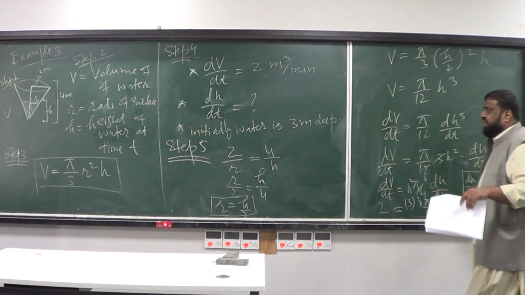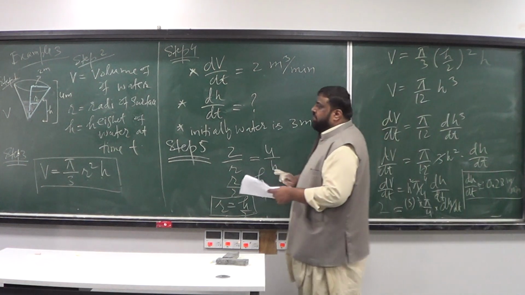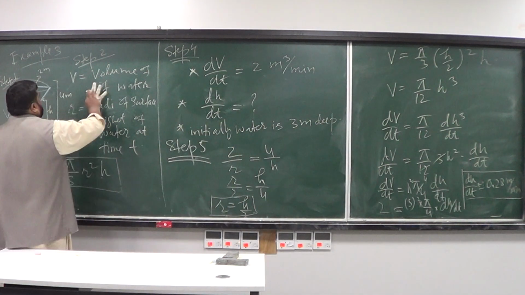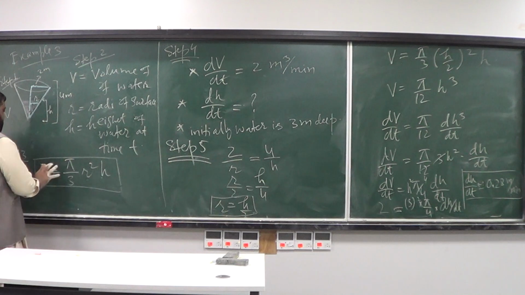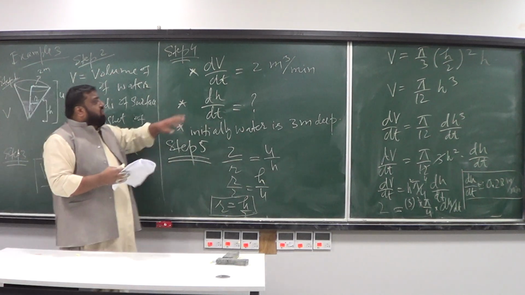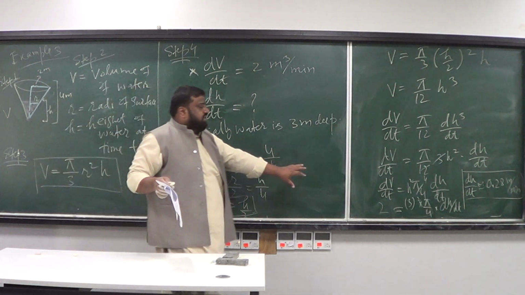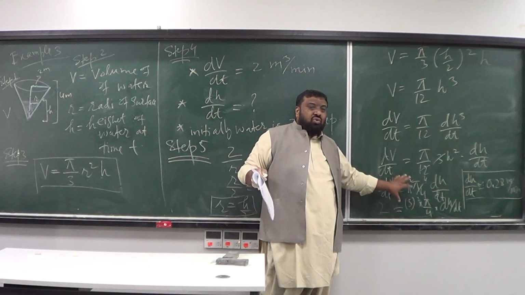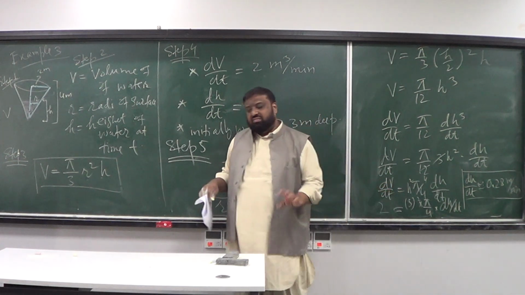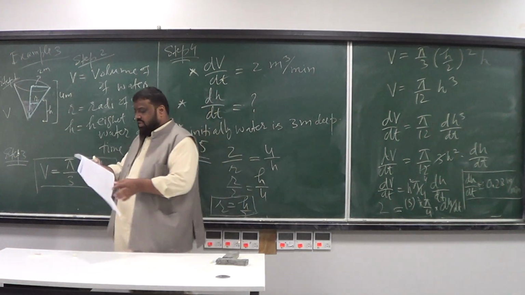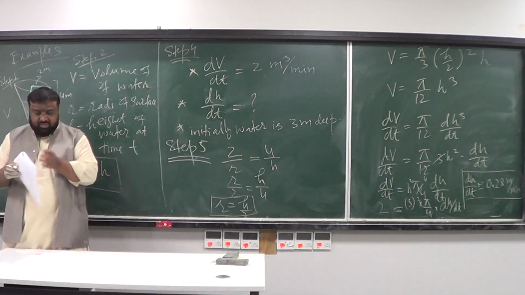So again the same philosophy. Read the problem very carefully, try to make a picture, try to identify the quantities, try to find the relationship between them, identify what is known and what is given to me, and then using the relationship try to calculate the unknown rate through the known rate. So pretty much straightforward. So this is example 3.